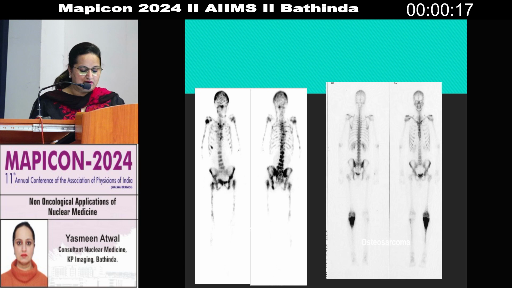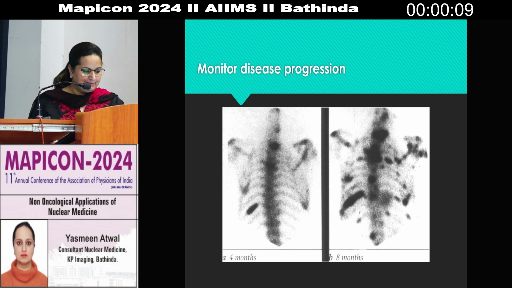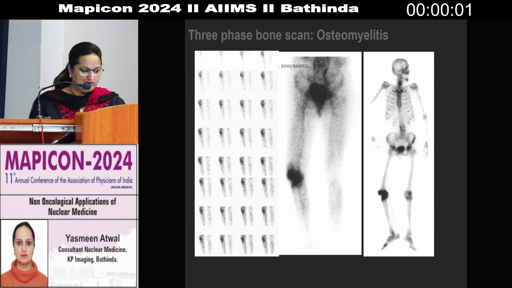This is the osteosarcoma. For this, we usually do a 3-phase bone scan. We do a perfusion phase, we do a blood pool phase, and then we do a later phase, delayed phase. And it is used in monitoring the disease progression. Initial 4 months, it was just one rib, and later on, we see how much skeletal metastasis has progressed.